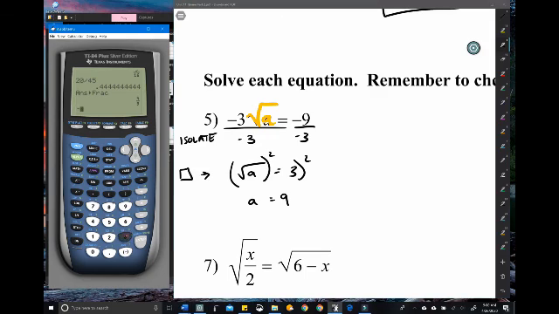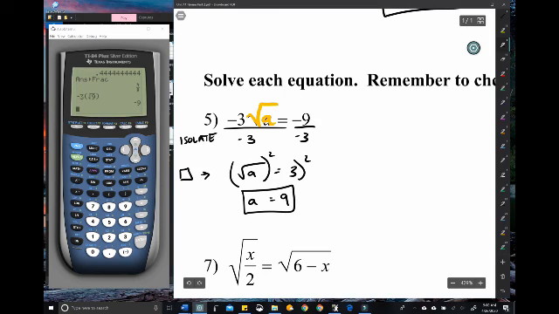You can use your calculator to double check these. 3 times the square root of 9, that's 3 times -3, and we should get -9, and it does check out. So that one checks out.